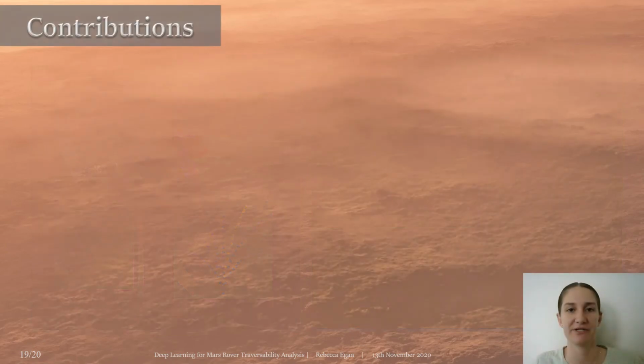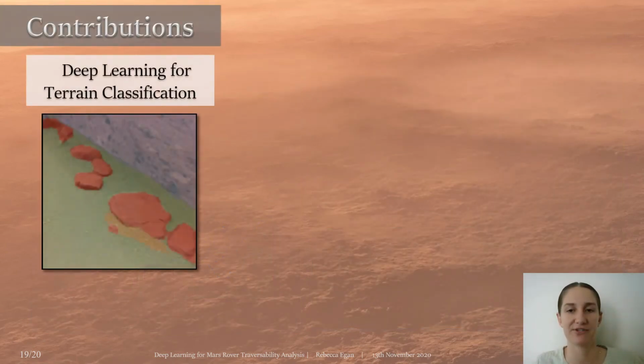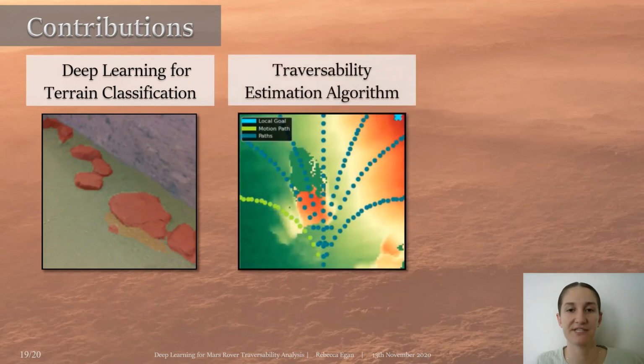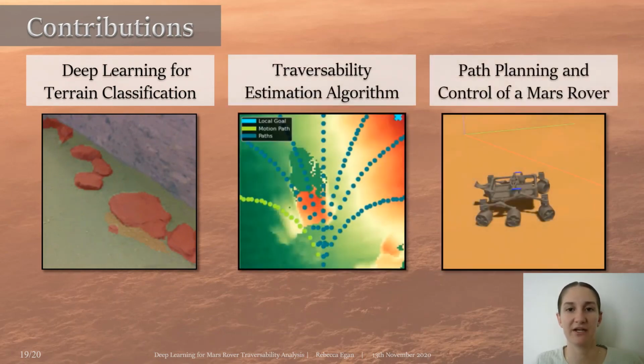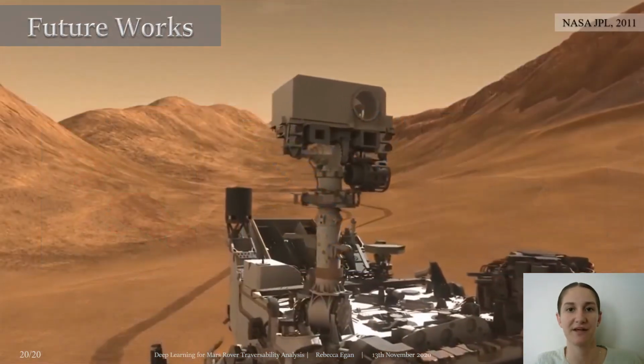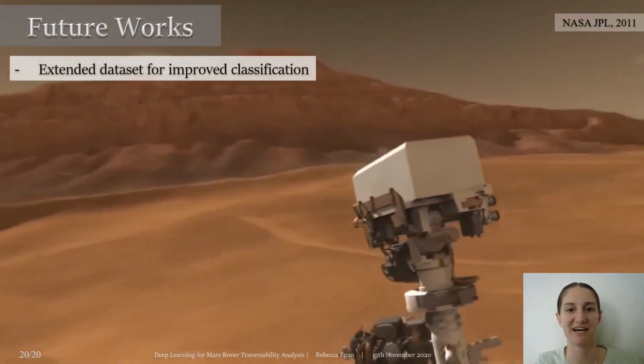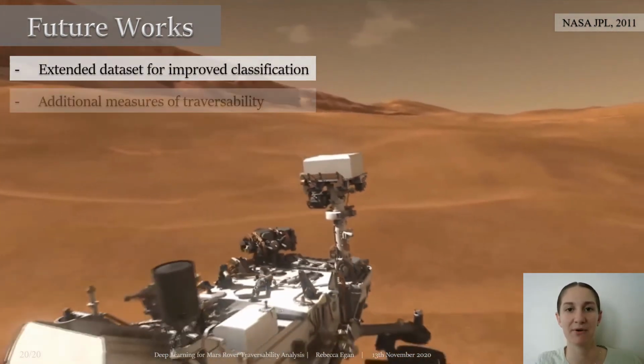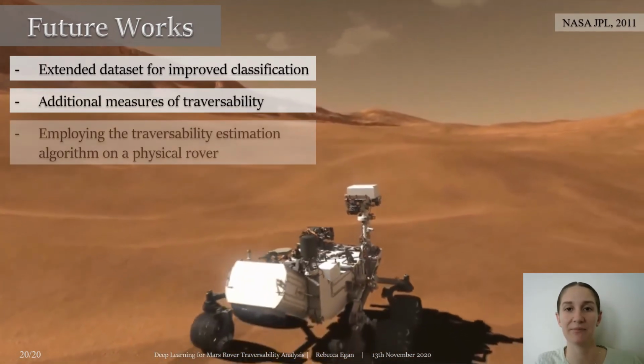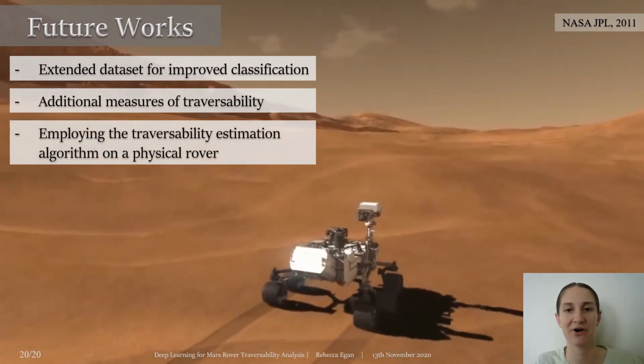This thesis contributes an implementation of deep learning for terrain classification, a traversability estimation algorithm for extended risk assessment, and path planning and control of a Mars rover exhibited in simulation. This work paves the way for future extensions, some of which could include extending the dataset for improved classification, building on the measures of traversability, and employing the traversability estimation algorithm on a physical rover.